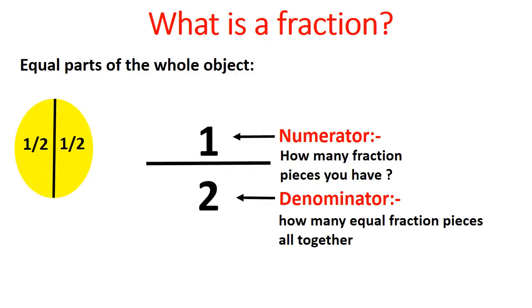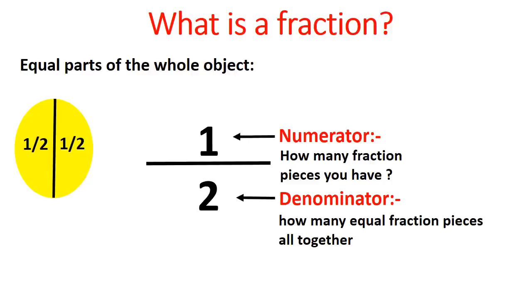At the top, now we have a number which is called the numerator. That tells us how many fraction pieces I have. Then between them we have a line called a fraction bar, which is a line between the numerator and the denominator. Then at the bottom we have a number called the denominator, that tells me how many equal fraction pieces all together.